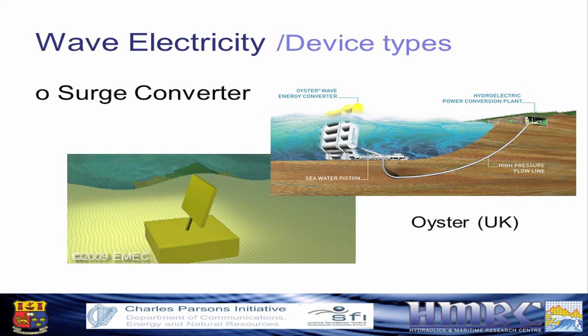Another one is called a surge converter. It's quite different. It's basically a big flap, and you have a very practical example here with the Oyster, a very nice name for a flap, and it's just moving back and forth with the waves.